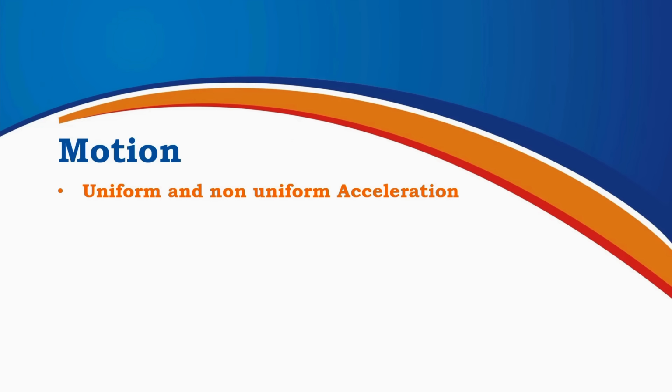In this part of the chapter on motion, we will focus on uniform and non-uniform acceleration. First, we will understand what is meant by uniform acceleration, where the velocity of an object changes by equal amounts in equal intervals of time. Next, we will discuss non-uniform acceleration, where the change in velocity is not the same in equal time intervals.